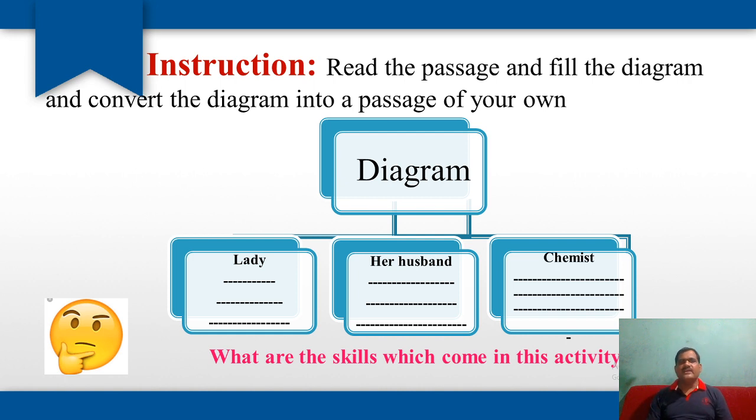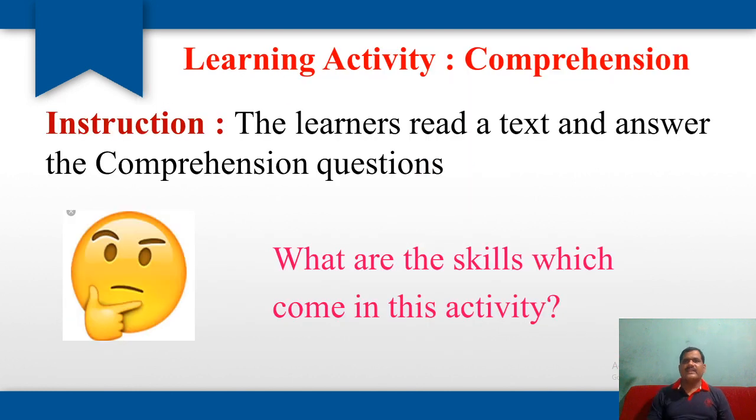Okay, so here you can find what the skills are. First you can find reading, then also writing. So there is the integration of reading and writing. The next is also comprehension. So a text will be provided to the learners. The learner will read the text and some comprehension questions will be supplied to the learners. They will answer the comprehension questions after reading the text.